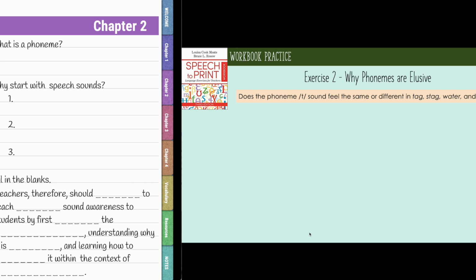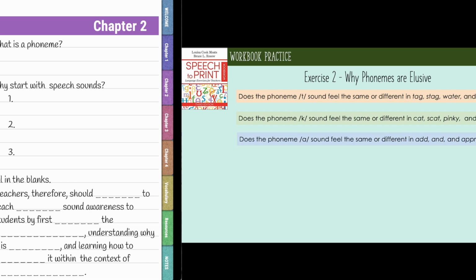Does the phoneme t sound or feel the same or different in tag, stag, water, and past? What do you notice happened with those different t sounds? Hold that thought and let's take a look at the k sound. What is the same or different here? Cat, scat, pinky, tack. Was anything slightly different with any of those sounds? What about the ah? Add and approve.